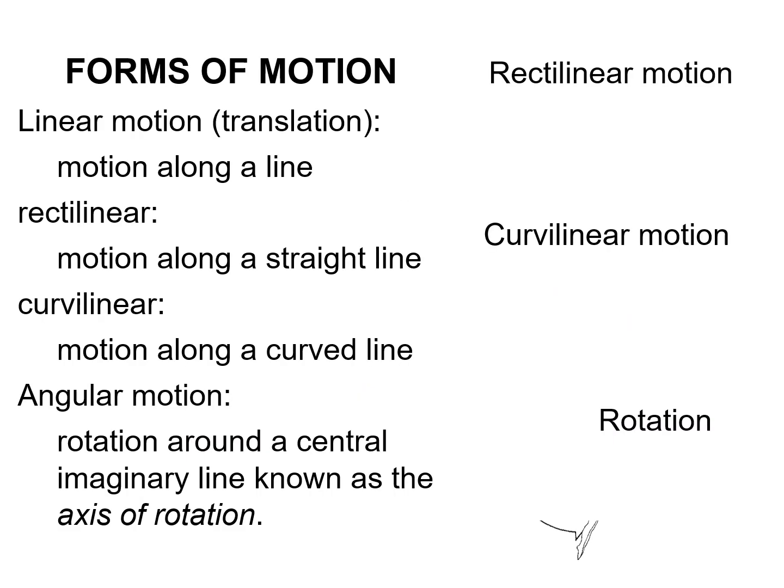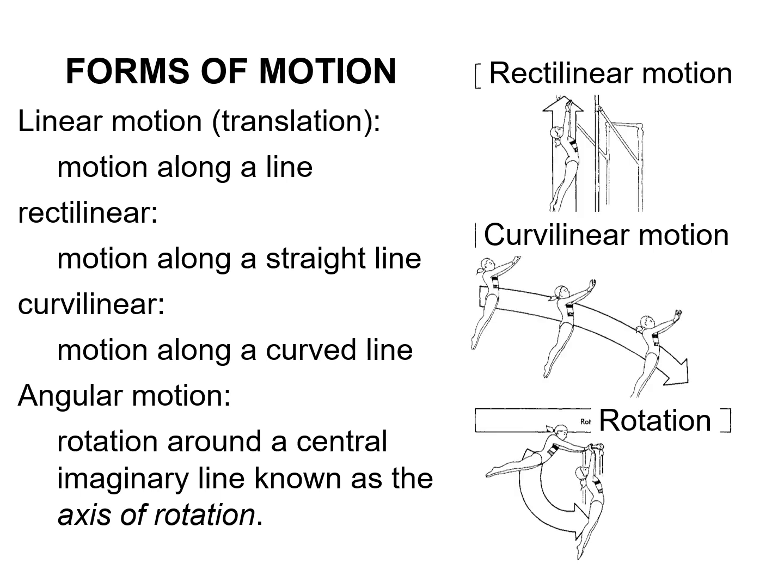So there are two types of linear motion, okay? Once again, linear motion is motion along a line. So for linear motion, we have rectilinear motion and curvilinear motion. Rectilinear motion is motion along a straight line. Curvilinear motion is motion along a curved line. Curvilinear motion is not rotation or angular motion because all of the body is moving in the same direction at essentially the same speed, okay?